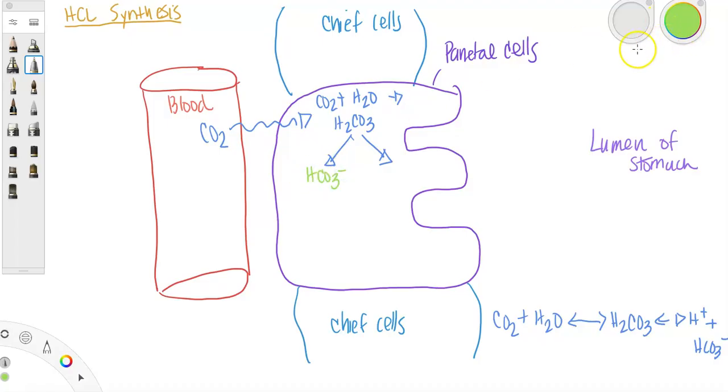So bicarbonate and hydrogen. Okay? So the hydrogen is what's needed to make hydrochloric acid. You need hydrogen and you need chloride. Okay? So chloride will come from outside of the cell, from the extracellular fluid.